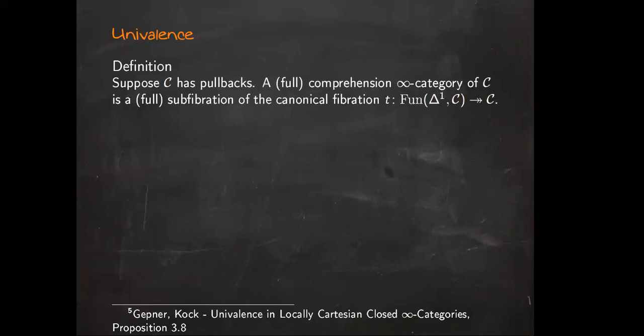In order to make that definition comprehensible in relation to comprehension schemes, we can consider again a category with pullbacks, and we can define comprehension categories in the sense of Jacobs, right? We can just take his definition for ordinary categories and put it in our framework. So we say a full comprehension infinity category of C is just a full subfibration of the canonical fibration. I will not say exactly what the subfibration is, but it's more or less self-explanatory, modulo technicalities.